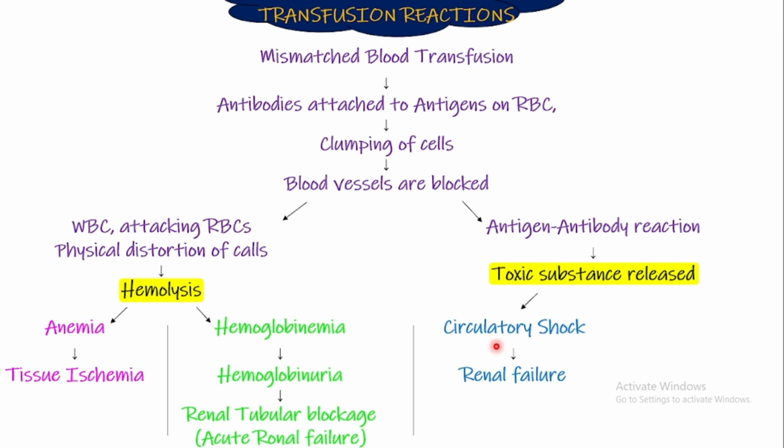There is a third mechanism of renal failure because of transfusion reactions, and that is these toxic substances directly acting on the renal blood vessels, causing vasoconstriction of the renal blood vessels. And whenever there is renal vasoconstriction to a lethal extent, it results in renal failure. So renal failure because of renal vasoconstriction, renal failure because of the circulatory shock, and renal failure because of the renal tubular blockage. And also there is tissue ischemia.